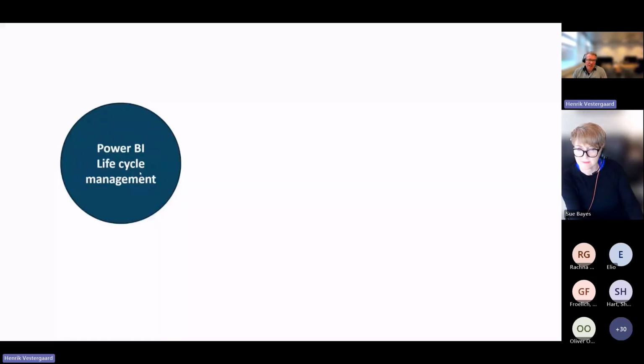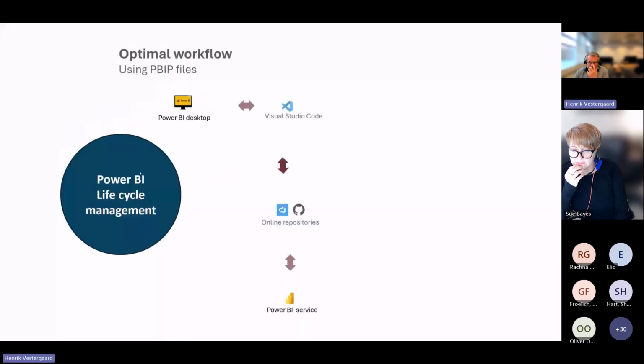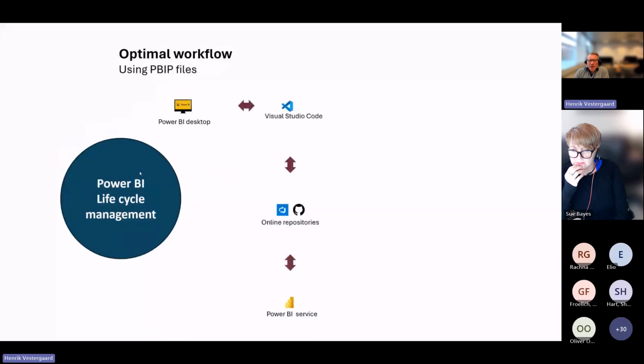And if you look closer at this life cycle, it's quite simple today. We have Power BI Desktop. We develop our reports, push them into the service, and the red arrow goes both ways because it's also possible to make edits on the reports in the service and get it back into the desktop and continue your report development there. But the new optimal workflow that's lying ahead of us, according to Microsoft, is using PBIP files.